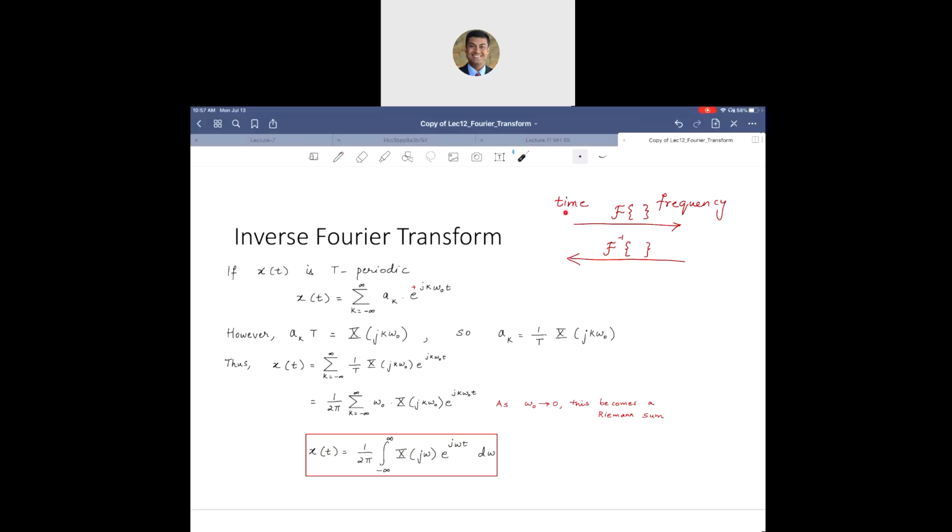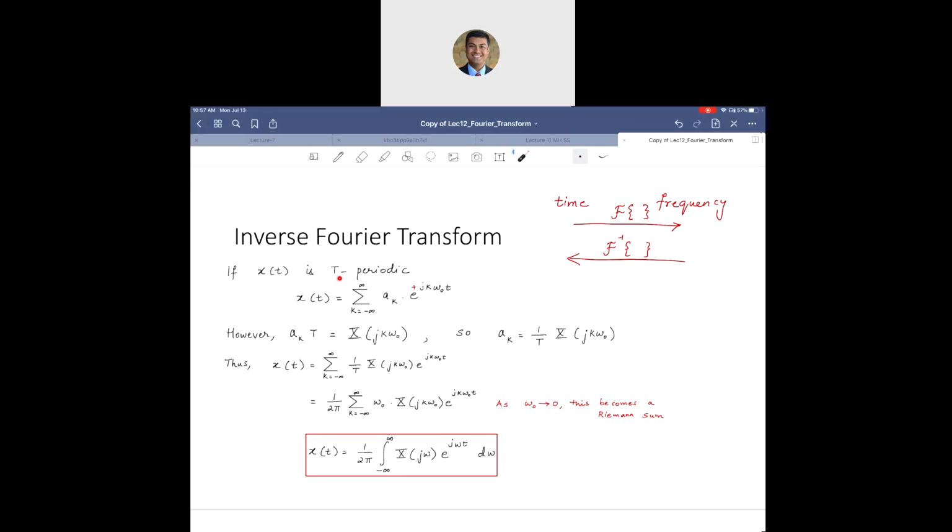Sometimes you might be interested in finding out what is the frequency content of a signal. Some other times you might know the frequency content of the signal and you might want to analyze how it behaves with respect to time. So you use inverse Fourier transform to come back. And even this has a definition. And it also comes from the same Fourier series.